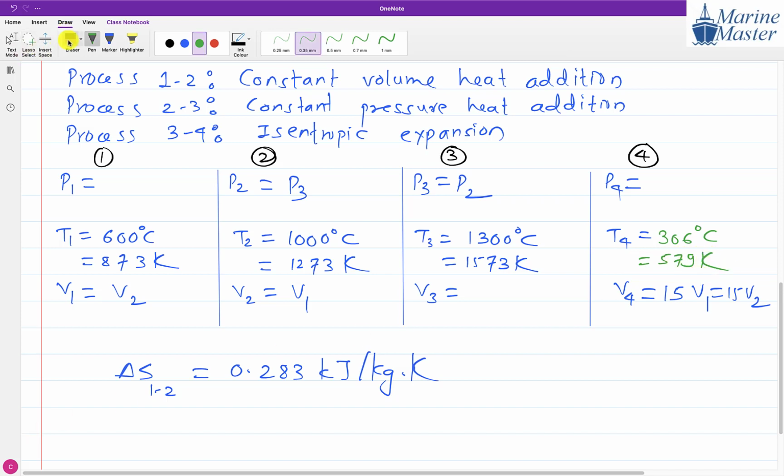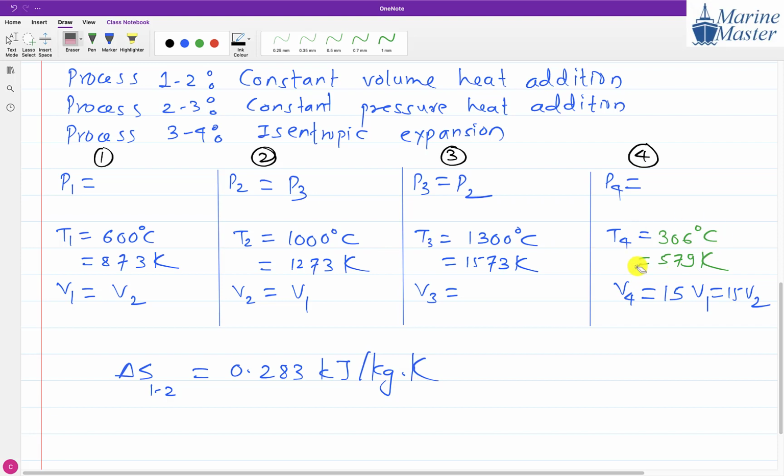If you observe here, no process is polytropic and we have the temperatures of all points. In that scenario, we can draw the TS diagram in the beginning only. Remember this point: we can draw the TS diagram at the beginning. This is a very important point.